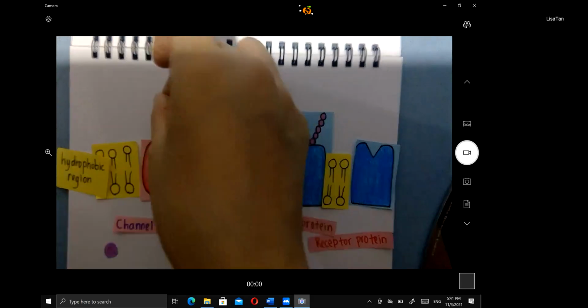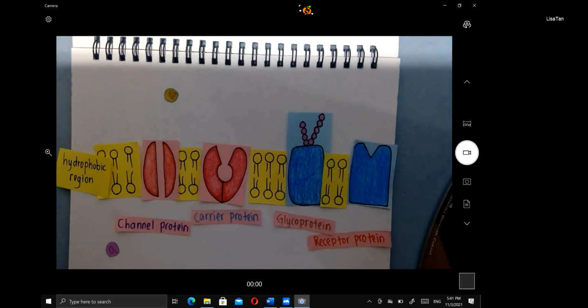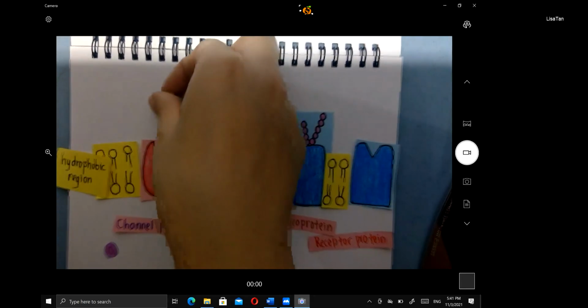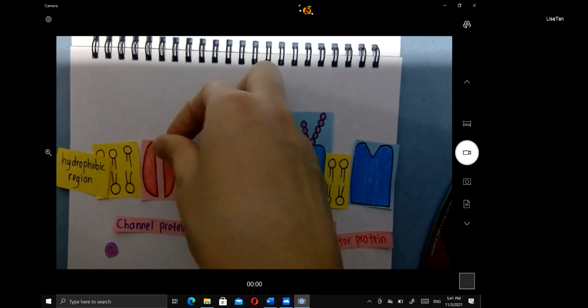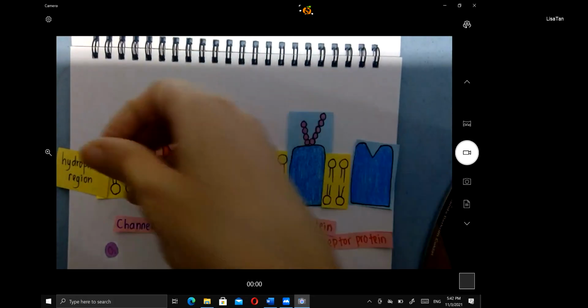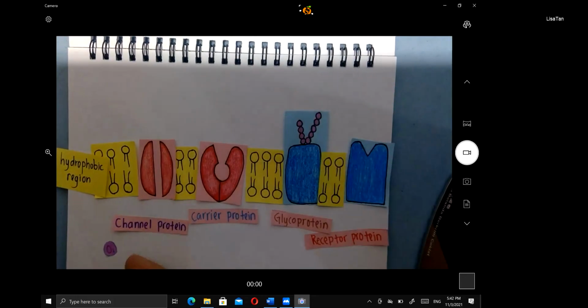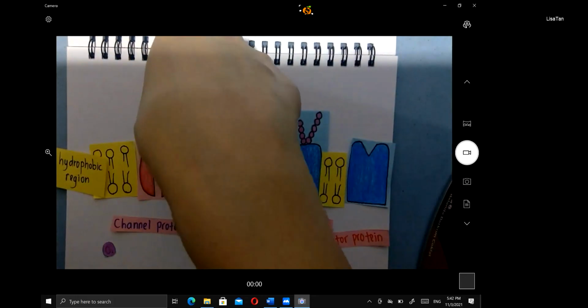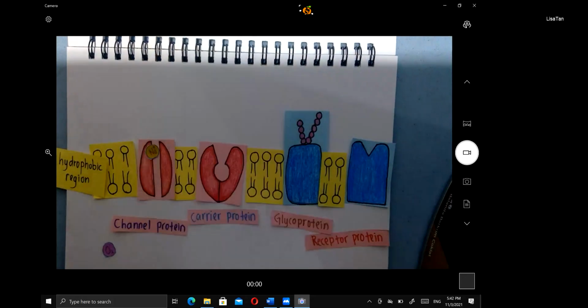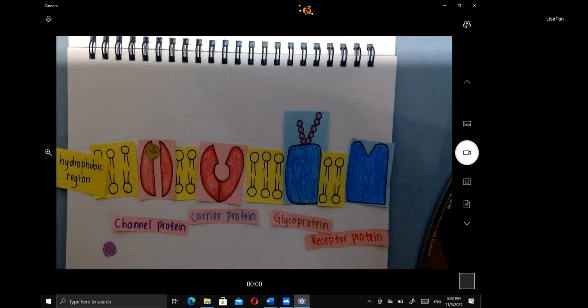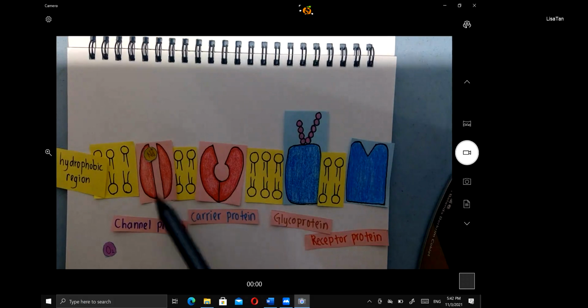So how does the sodium ion get into the cell? How? It needs facilitated diffusion, but through which structure? Through the channel protein. So it just passes through this channel protein and then gets inside the cell, diffusing through the channel protein.